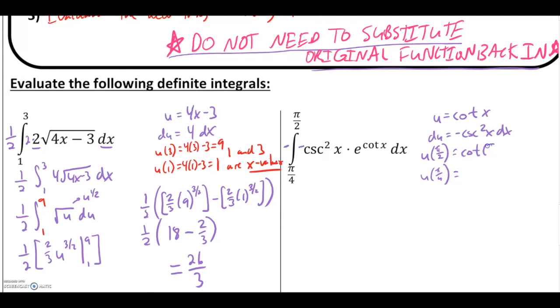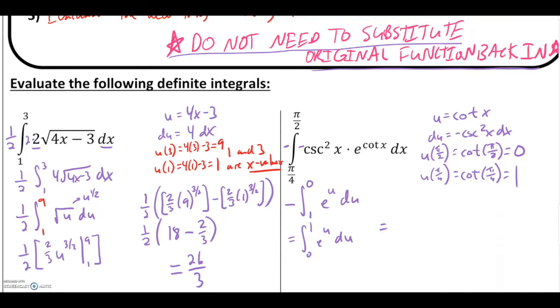So cotangent of pi over 2 is just going to be 0, and cotangent of pi over 4 equals 1. And so we will end up with negative integral, and notice how the pi over 2 became the 0, so it's going to look a little backwards. We're going to be going from 1 to 0 of e to the u du. If you want to, you can leave it this way and evaluate, or I can use that negative to flip my integral and make this the integral from 0 to 1 of e to the u du. It won't matter which step you evaluate from, they're both going to get you the same answer.